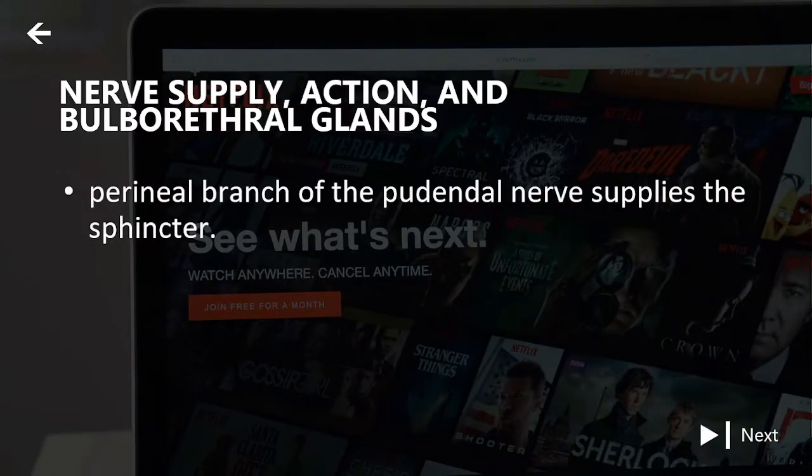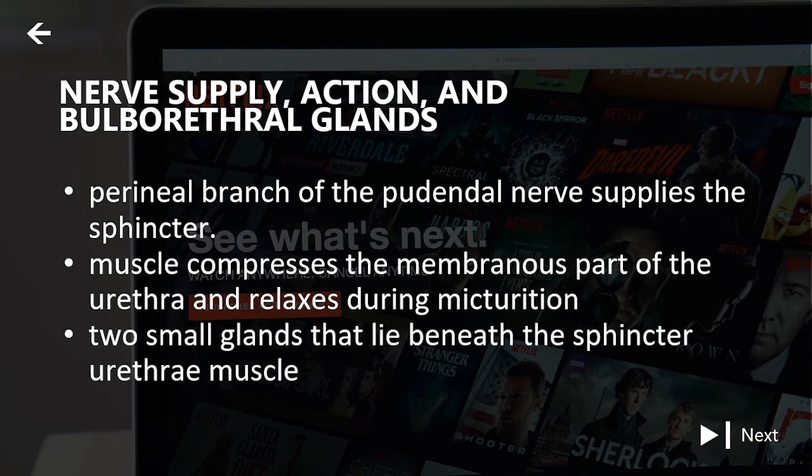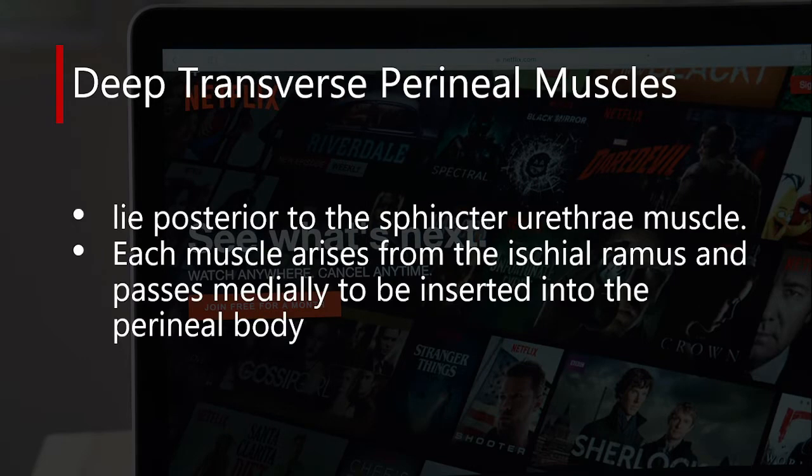Nerve supply and action, and bulbourethral glands. The perineal branch of the pudendal nerve supplies the sphincter. The muscle compresses the membranous part of the urethra and relaxes during micturition. The bulbourethral glands are two small glands that lie beneath the sphincter urethrae muscles. The deep transverse perineal muscle lies posterior to the sphincter urethrae muscle. Each muscle arises from the ischial ramus and passes medially to be inserted into the perineal body.